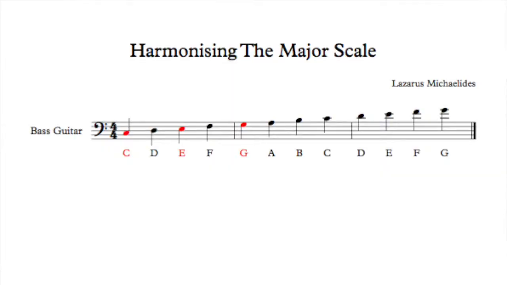If we start with C, which is the first degree of the C major scale, we have the root note C, and in keeping with constructing triads, we now need a third. A third up from C is E, and the next step for a triad is the fifth. The fifth up from C is G. We have C, the major third E, and the perfect fifth G, giving us a C major triad.